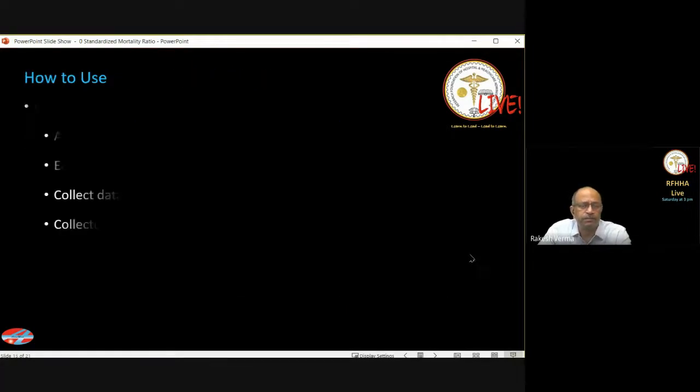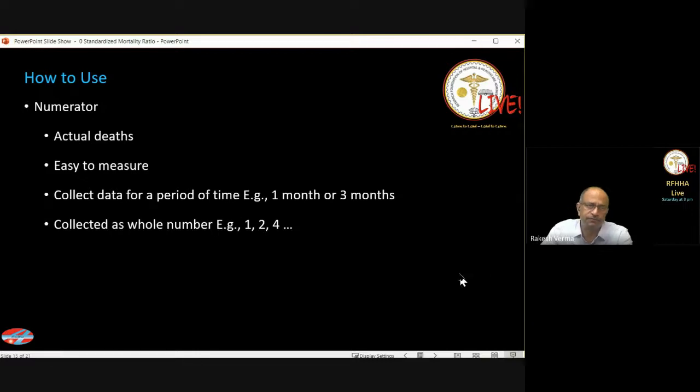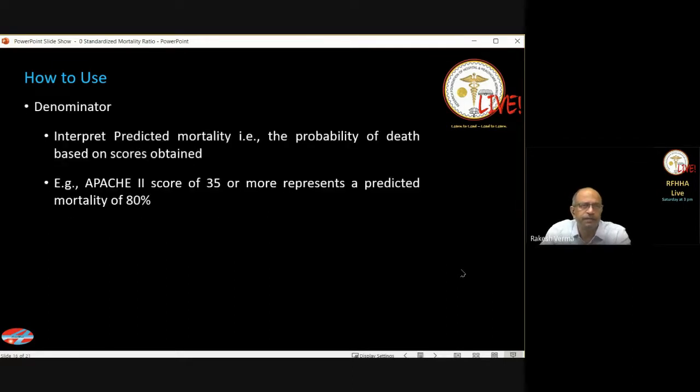So let's see how to use this. We first talk about the numerator, and the numerator is the actual deaths in the given period. So if you have used 1 month, then obviously in 1 month, how many deaths have happened. This is easy to count, nothing really difficult about it, and it is always a whole number, as we can easily understand. The next is the denominator. Now, the denominator is the predicted mortality, that is the probability of death based on the scores obtained.